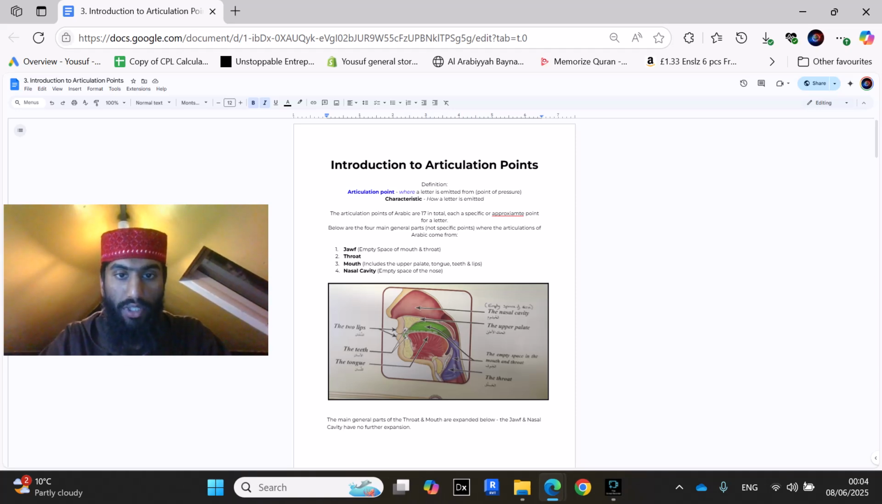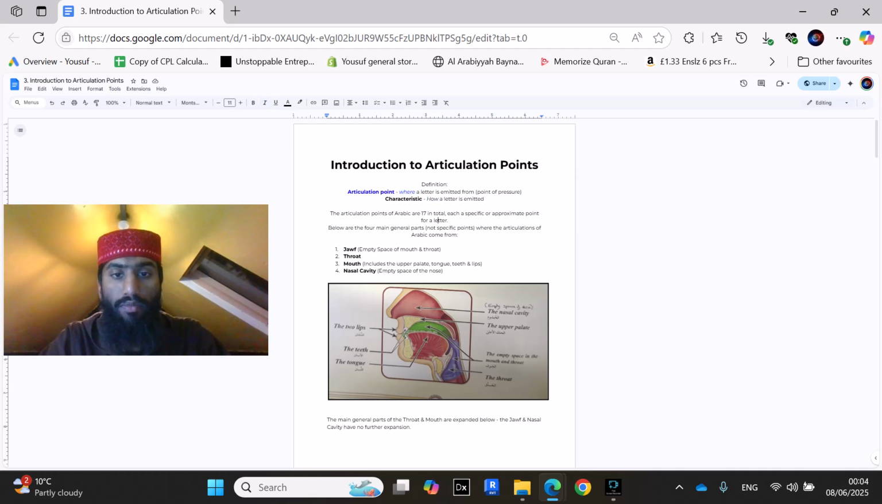The definition of an articulation point is where a letter is emitted from, and its point of pressure. Meaning, where is the tongue, for example, putting its pressure, or what is the pressure point that you're feeling? That is different to the characteristics of letters, which is how a letter is emitted. Articulation is where, and characteristic is how.